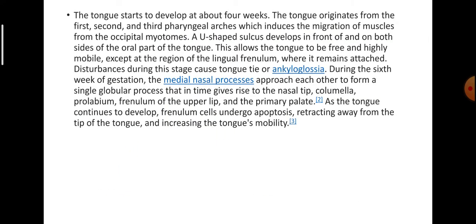The tongue starts to develop at about 4 weeks. The tongue originates from the first, second, and third pharyngeal arches, and this induces the migration of muscles from the occipital myotomes. A U-shaped sulcus develops in front of and on both sides of the oral part of the tongue.